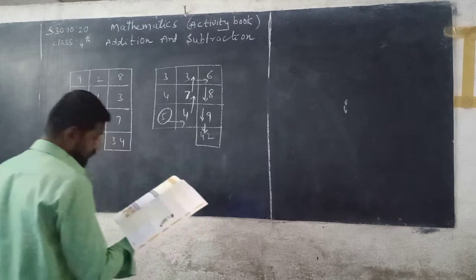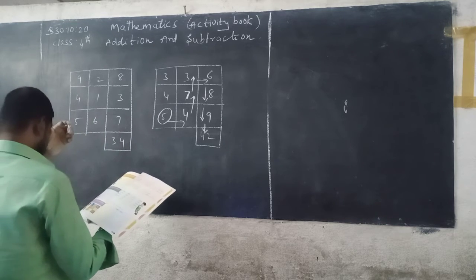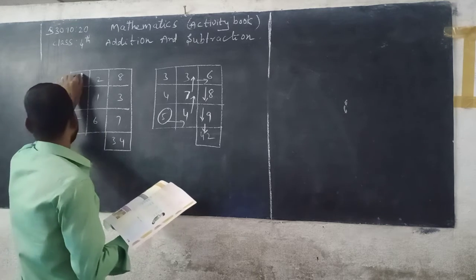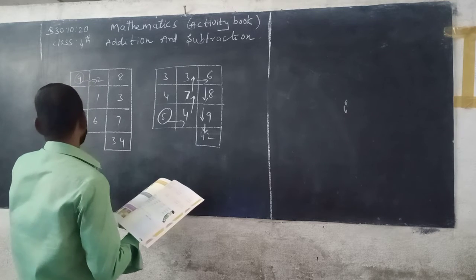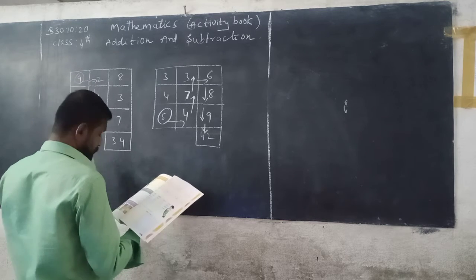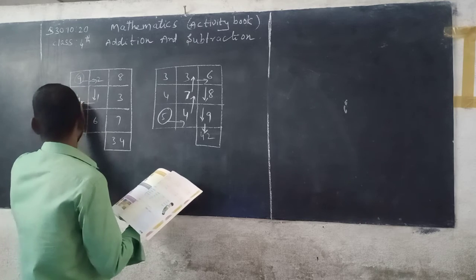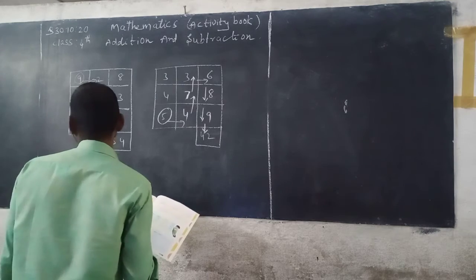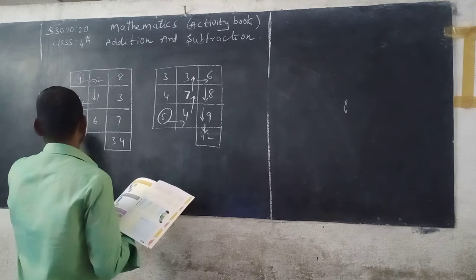So the sum is equal to 34. Now you can start from 9. 9 plus 2, 11. 11 plus 1, 12. 12 plus 4, what? 16. 16 plus 5.